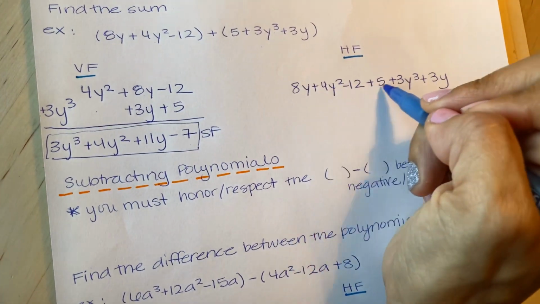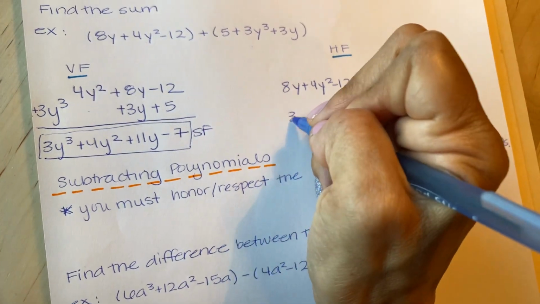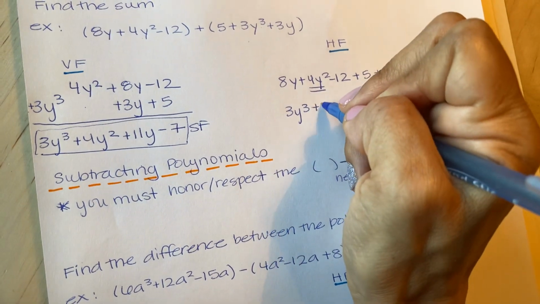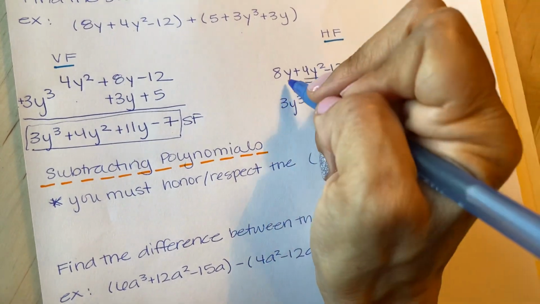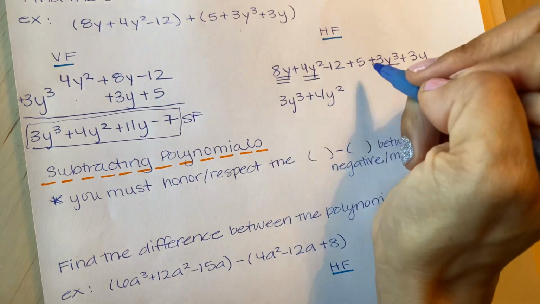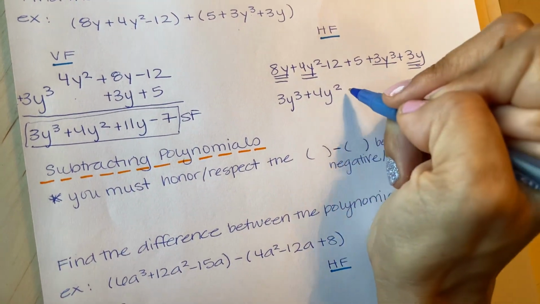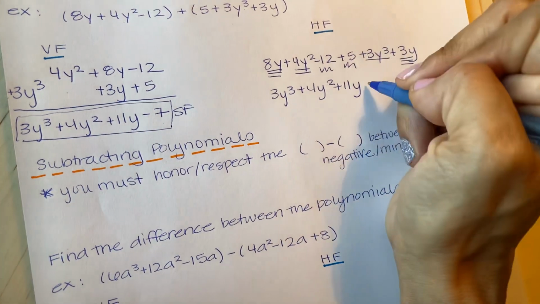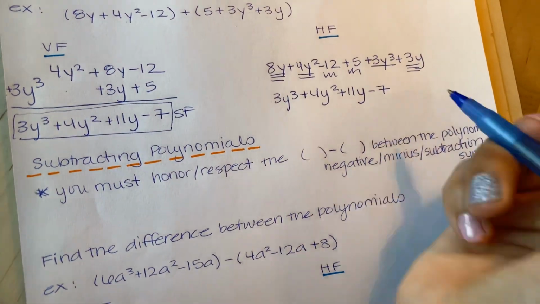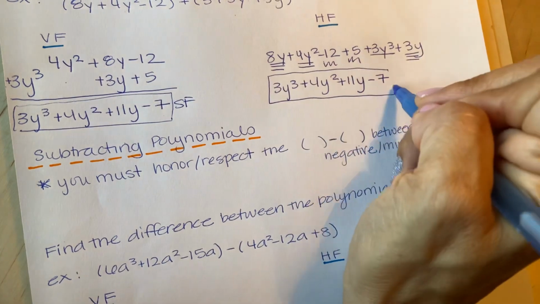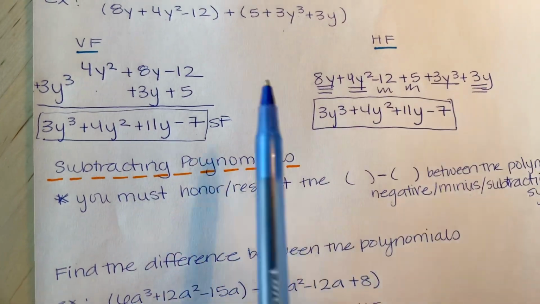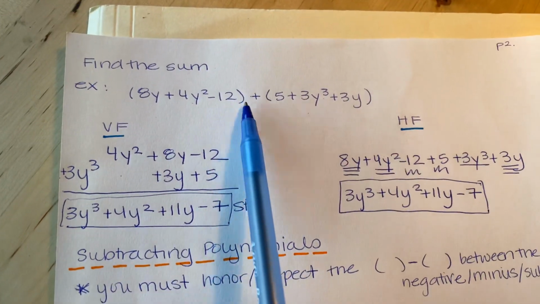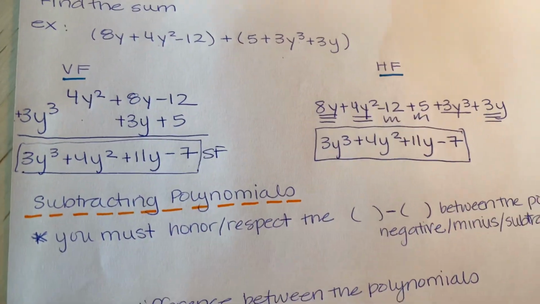Okay, so again, what's the greatest? 3y cubed. Next, y squared, nothing else. Next is 8y, 3y, so that's 11y. And then, of course, my constants, -7. And so I get the exact same answer here. And so again, like I said, it is preference. And then, of course, the third method would be just the mental math and you just combining it out.